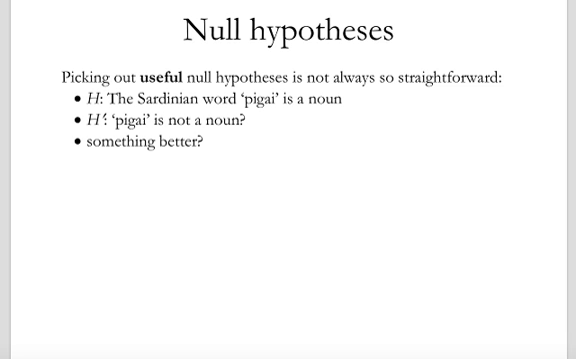And so the point here is that there's a whole bunch of other obvious alternatives that are not necessarily null hypotheses in this limited sense, but they're going to make much more sense as comparisons. Namely, pigai is a verb, pigai is an adjective, pigai is some other category of speech. These are going to be just much more useful kinds of hypotheses to compare this to in this kind of an investigation. Incidentally, pigai is in fact a verb, and it means to drink or to take something.